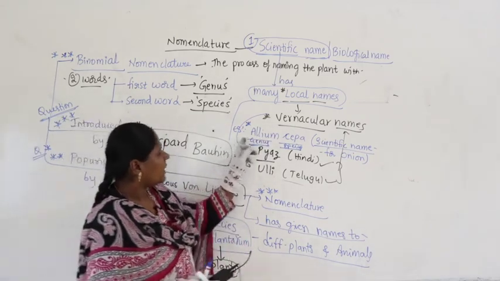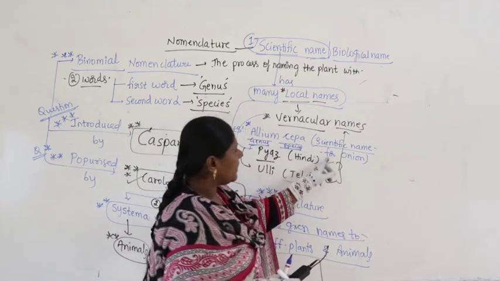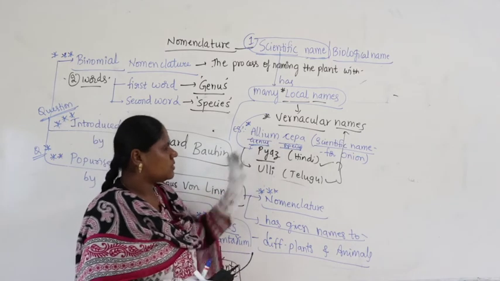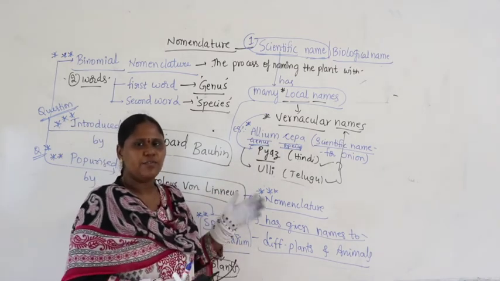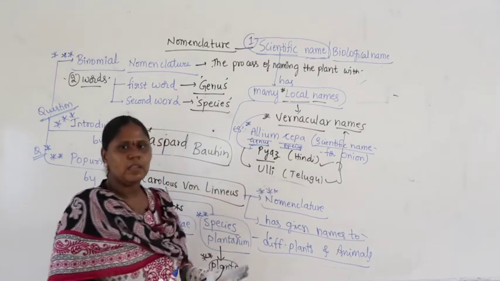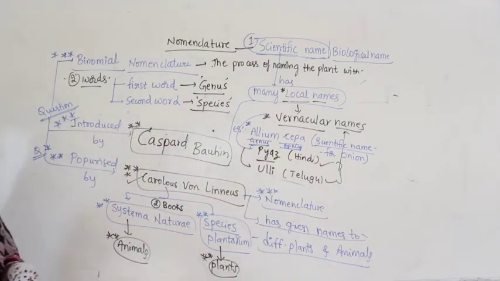For example, Allium cepa is the scientific name for the onion. Allium is the genus, cepa is the species. Vernacular names differ across states and languages. We call it Pyaz in Hindi, and Ulli in Telugu, right? They are called vernacular names.